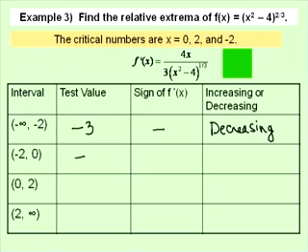From -2 to 0, -1 would be a good test value. If I plug -1 in for x in my derivative, the numerator will be negative. The denominator will also be negative because -1 squared is 1. 1 minus 4 is a negative. The cube root of a negative is negative, and 3 times a negative is negative. And so a negative divided by a negative is positive, and that means that the function is increasing on that interval.